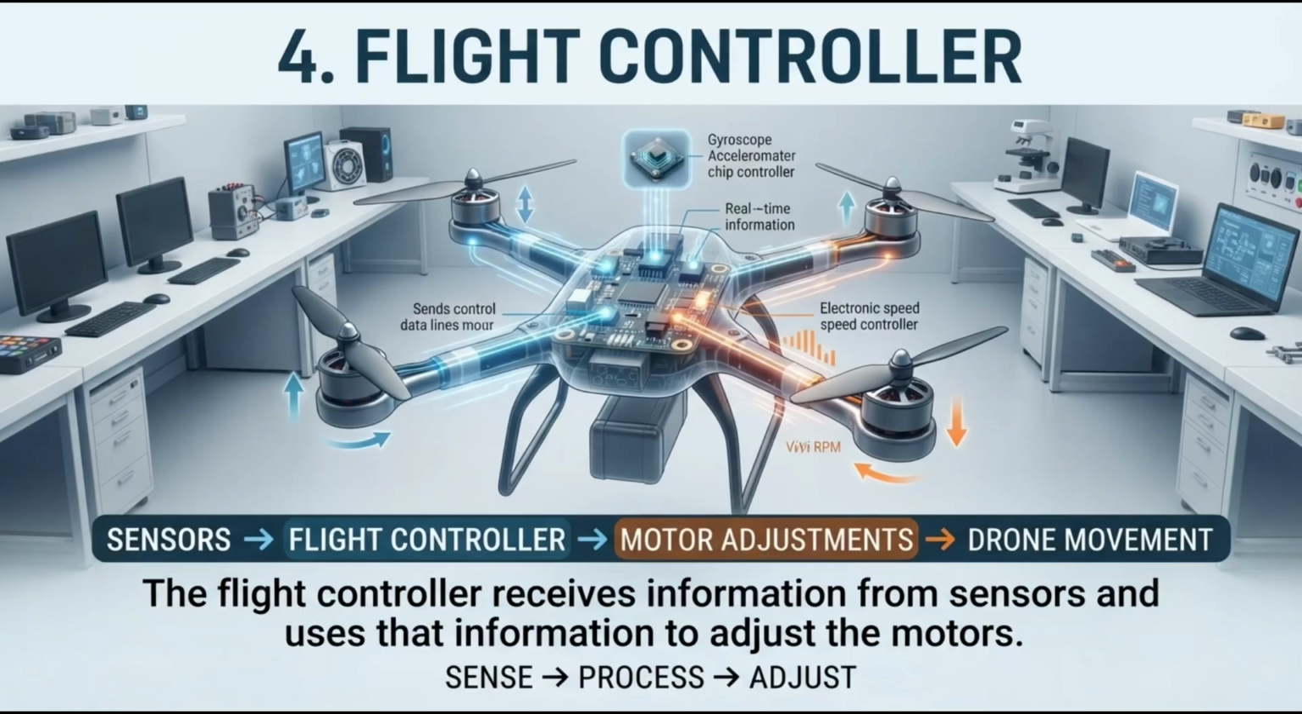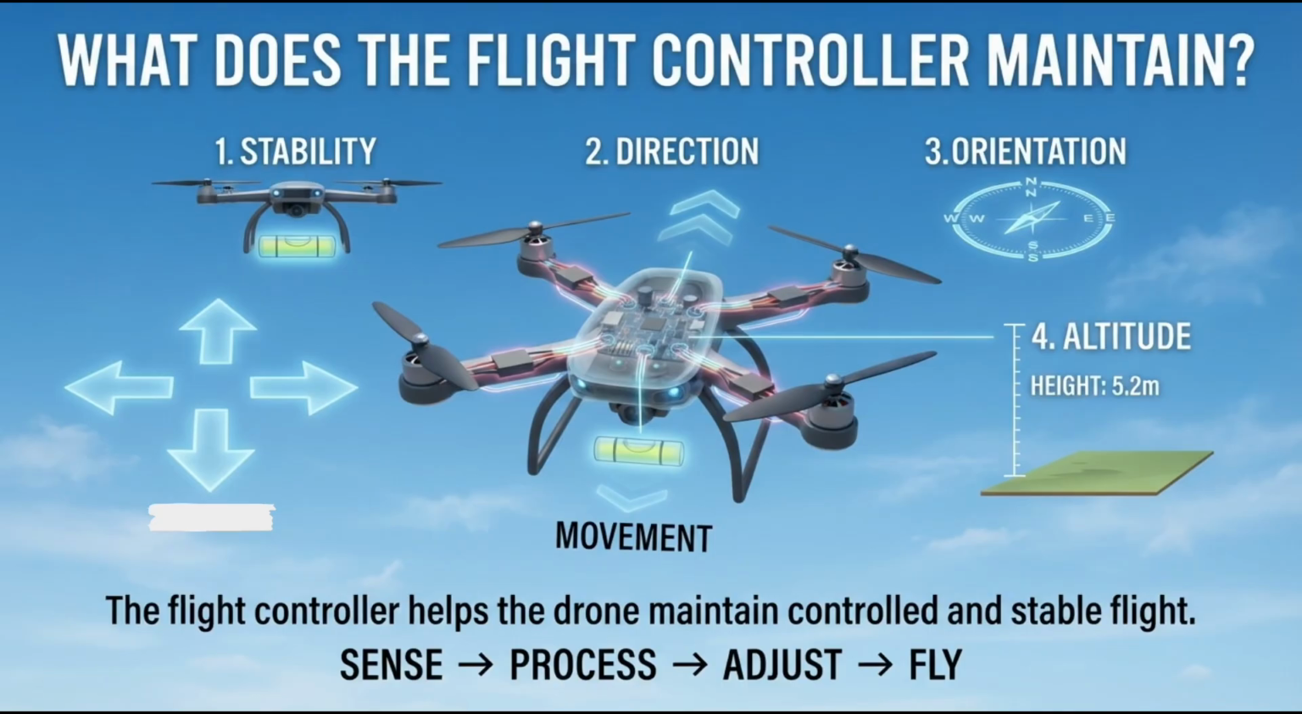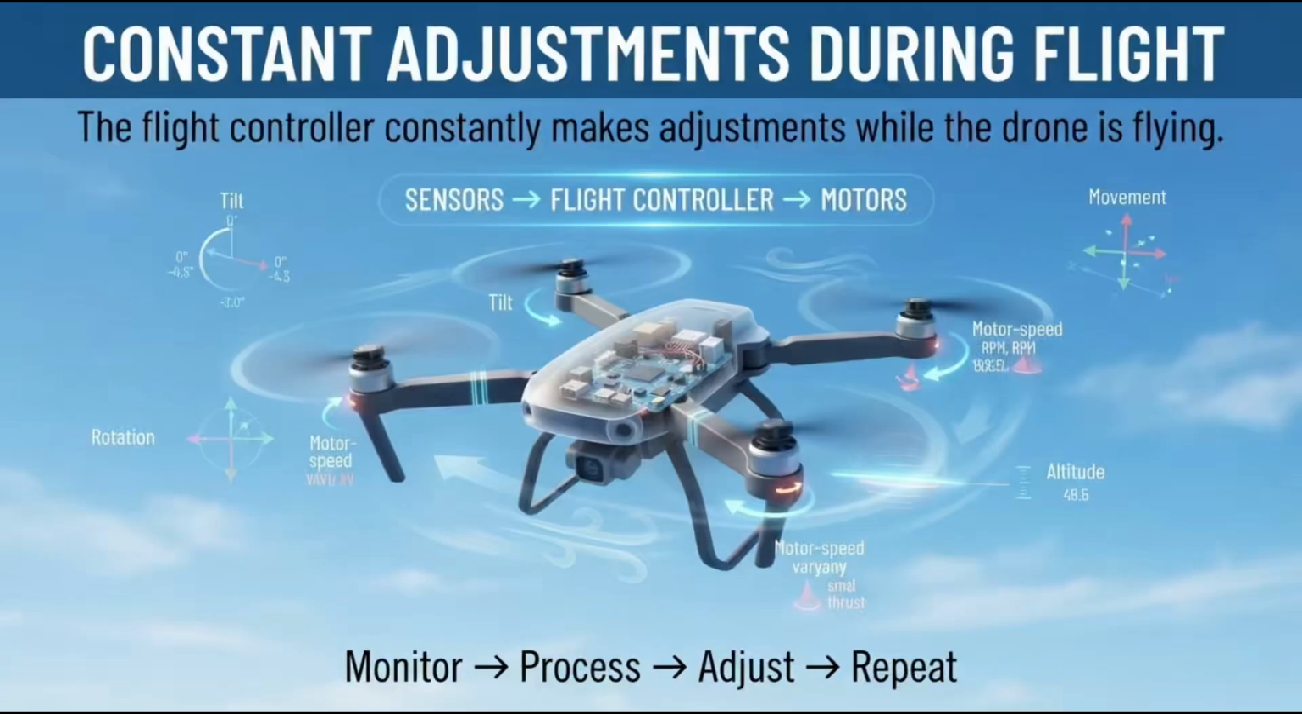4. Flight controller. One of the most important electronic components of a drone is the flight controller. Think of it as the drone's brain. It receives information from sensors and uses that information to adjust the motors. It helps maintain stability, direction, orientation, altitude, and movement. And here's something important. The flight controller doesn't make just one adjustment. It constantly makes adjustments while the drone is flying. It continuously monitors what is happening and changes motor speeds when necessary.